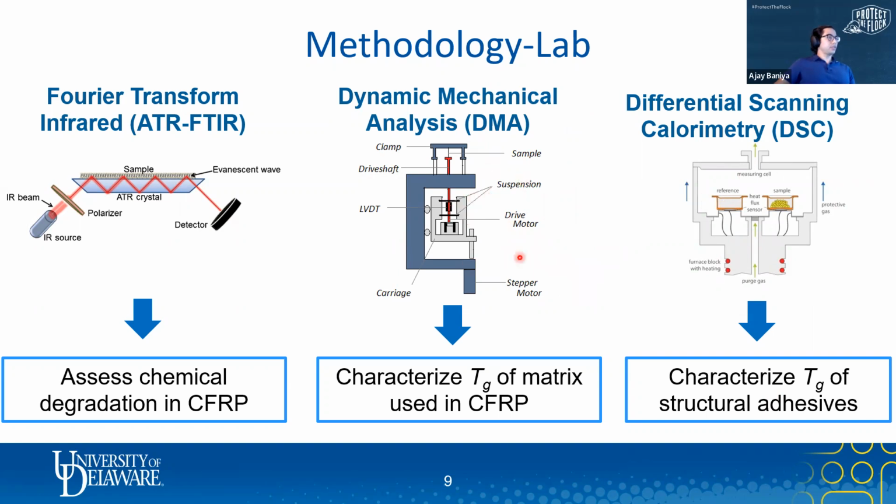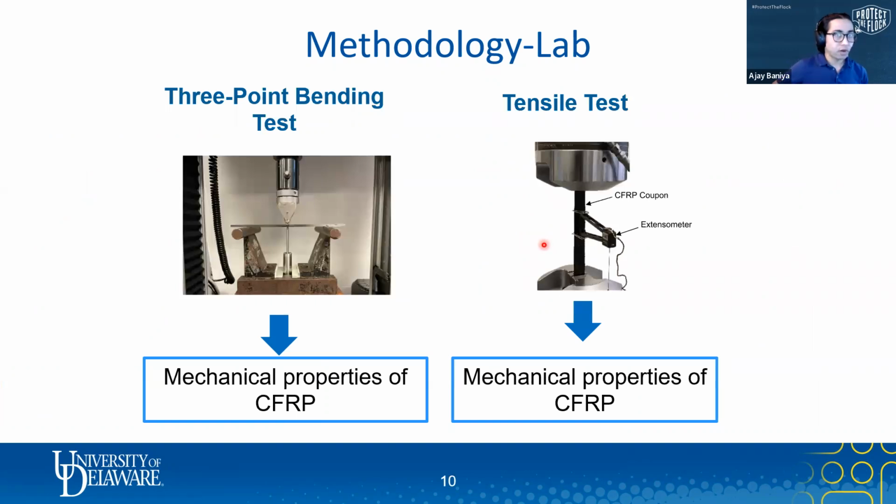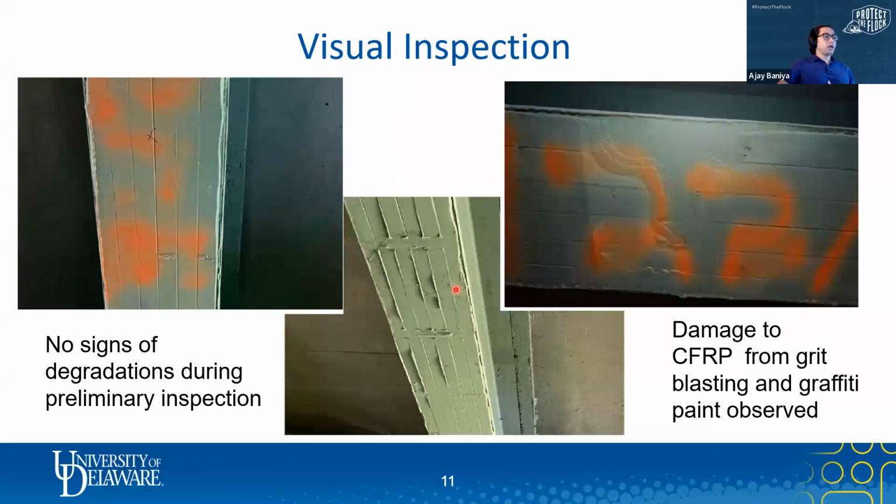I'll come back to the explanation of what Tg means and its significance in an upcoming slide. More tests were run in the laboratory to determine the mechanical properties of the CFRP composites. We ran a 3-point bending test and a tensile test to find the flexural modulus, tensile modulus, and tensile strength. Again, these tests were run on both field and control samples.